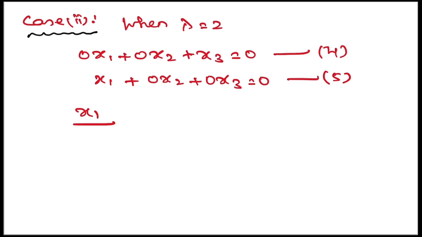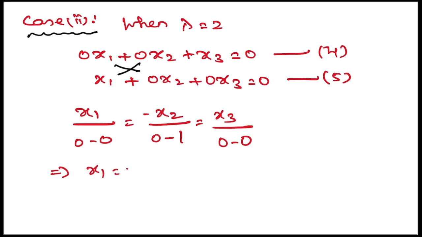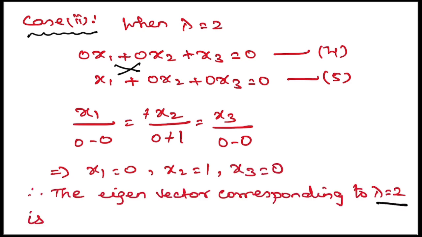That is, if you take x1 by 0 minus 0, that is equal to minus x2 by 0 minus 1. So that is equal to x3 by 0 minus 0, which gives x1 is equal to 0, x2 is equal to minus minus, which cancels, 1, and x3 is equal to 0. Therefore the eigenvector corresponding to lambda is equal to 2 is x2 is equal to 0, 1, 0.